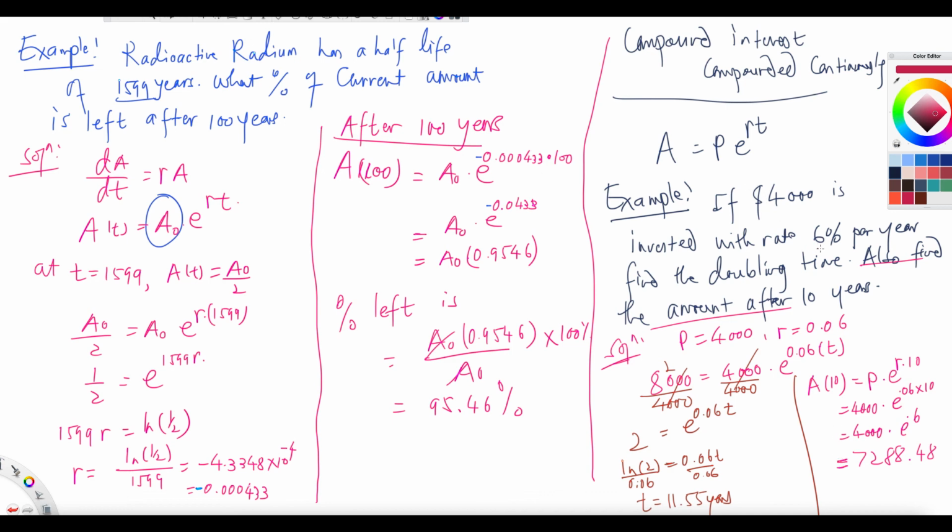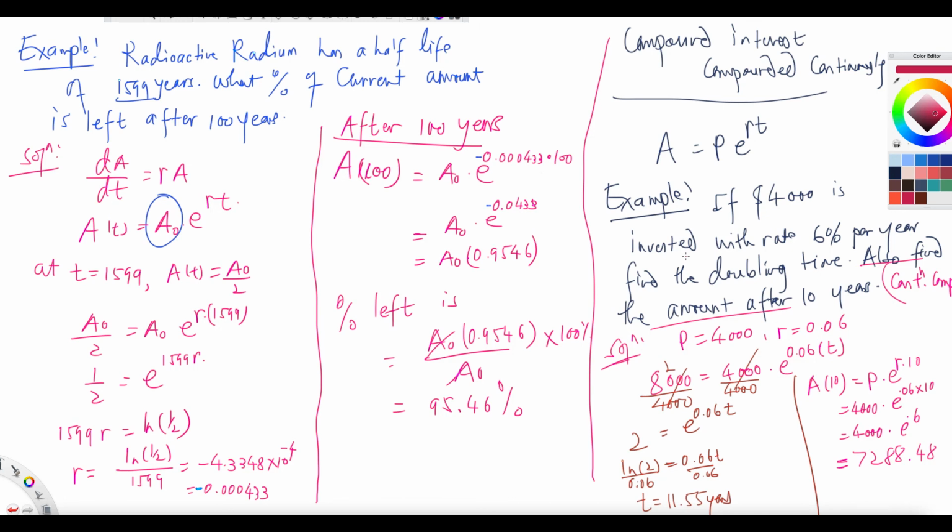Okay, the interest rate is 6% and continuous compounding: 4000 invested with a rate of 6% per year. Find the doubling time, and also find the amount after 10 years if the interest is compounded continuously. This is assumed here. Usually the question tells you if the interest is compounded continuously or not. Here we assume continuous compounding, the default assumption in this example. We have done this type of problem in college algebra, so you may have seen it in other places too, but this is just an easy problem.